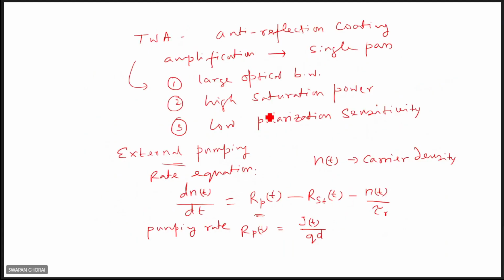You see how a single pass can be obtained. If anti-reflection coating is provided at both ends, then it will be a single pass optical amplifier. If you use these traveling wave amplifiers, you can have a lot of advantages: large optical bandwidth, high saturation power, and low polarization sensitivity. These are the advantages you can have with traveling wave amplifiers, I mean, single pass amplifiers.